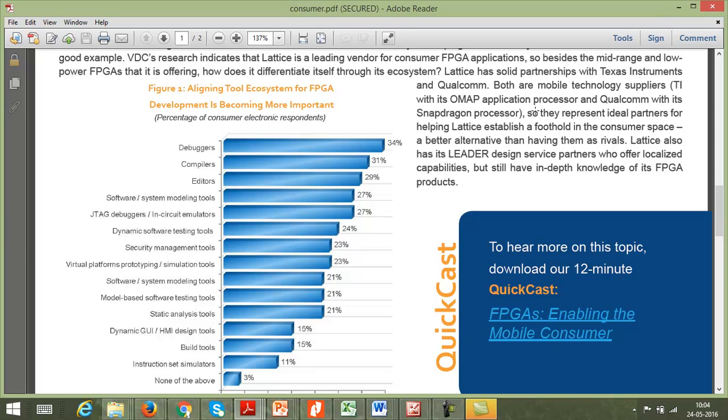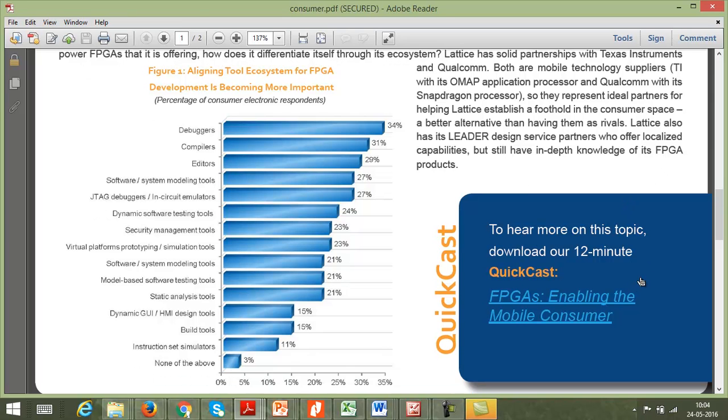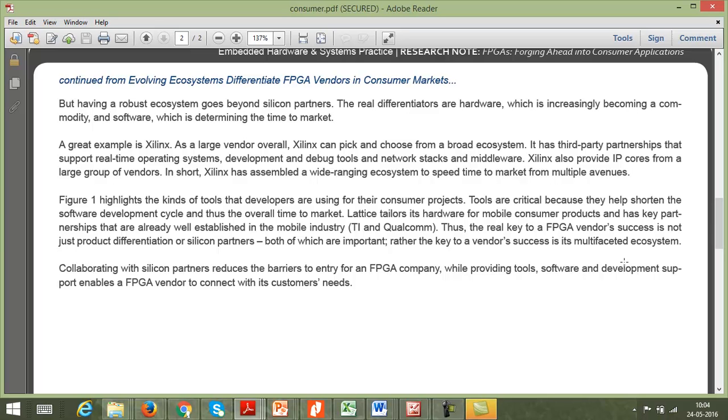So both the mobile industries and Lattice recently partnered with Texas Instruments, Qualcomm, and the mobile industry. They are the potential marketing partners for the FPGA.